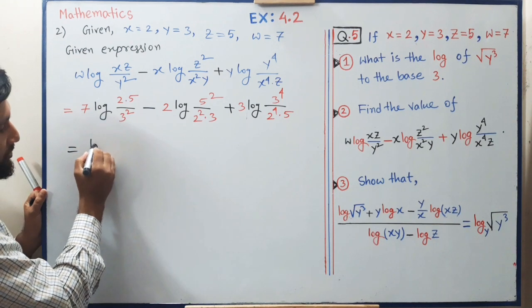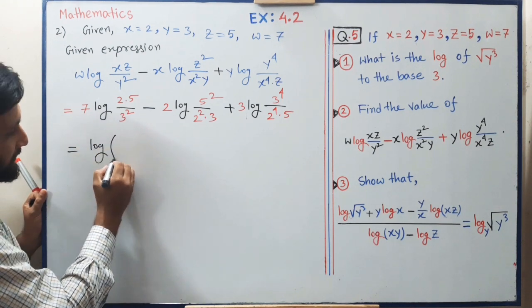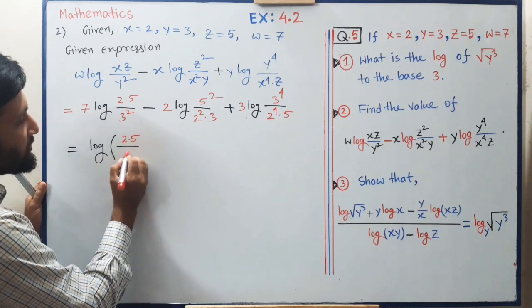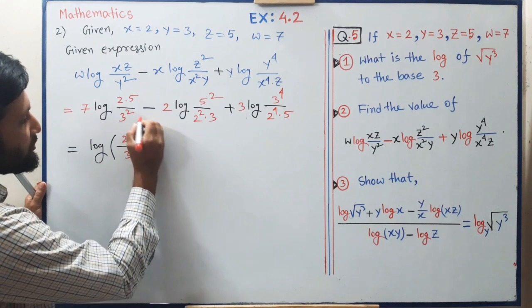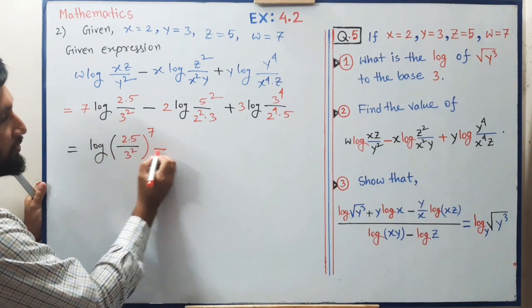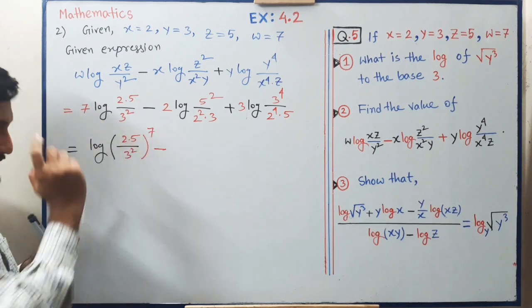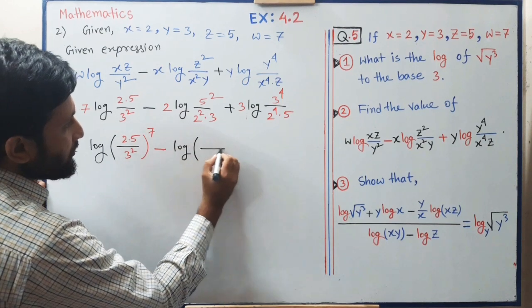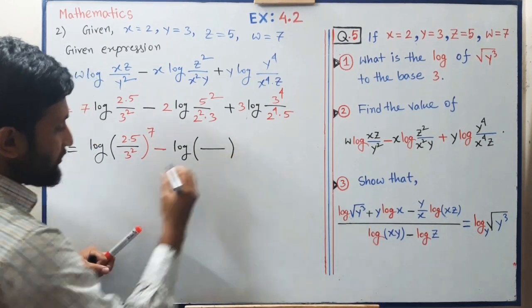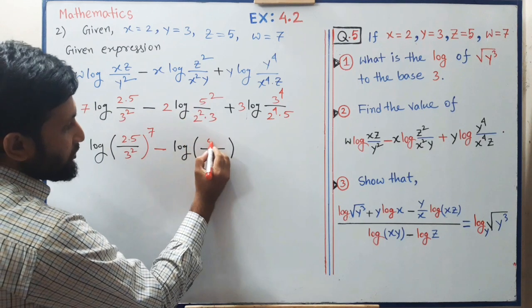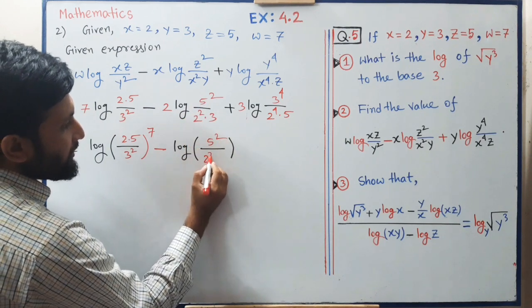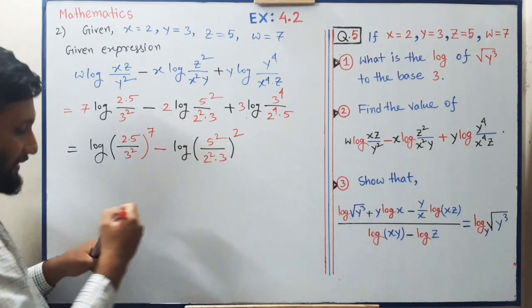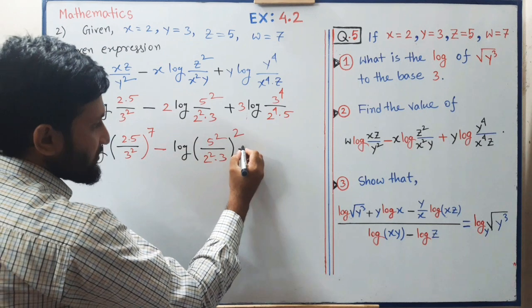So, you can write log, and then 2 into 5 divided by 3 square, and then whole to the power 7 by using the formula. We can set this 7 as a power. Now, and then we can write log 5 square and then 2 square into 3. 2 we can write or we can set as a power.